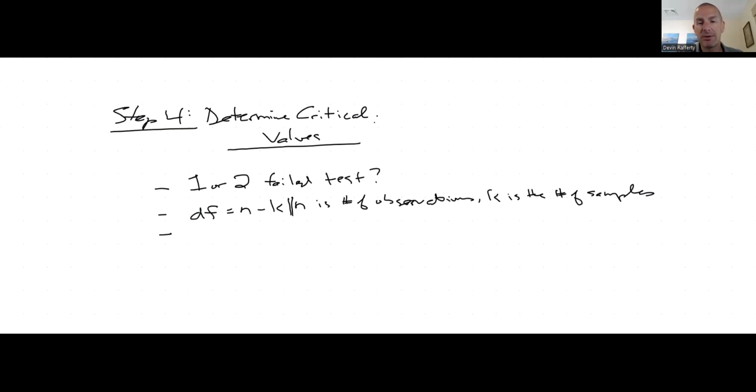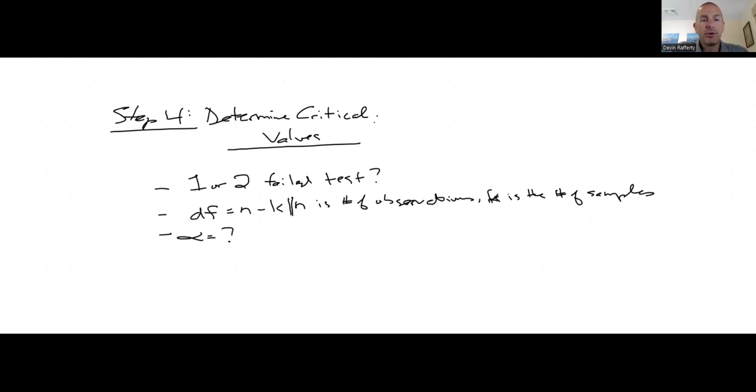K is the number of samples. We are doing 1 sample hypothesis tests. So you would do 6 minus 1, which gives you 5 degrees of freedom. So to get the critical values, we need to know if it's a 1 or a 2-tailed test. We need degrees of freedom, which is n minus k. And then we also need to know alpha. Alpha equals what, which you choose. So you need to know if alpha is 0.01, 0.05, or 0.10.